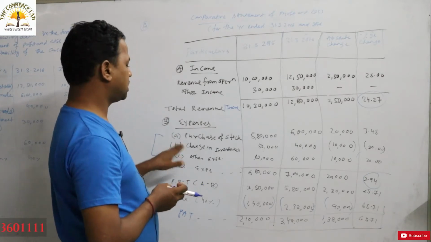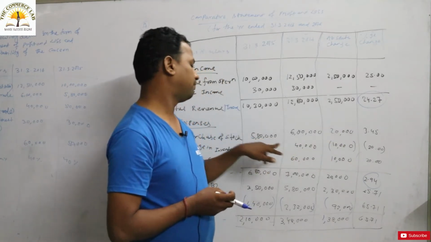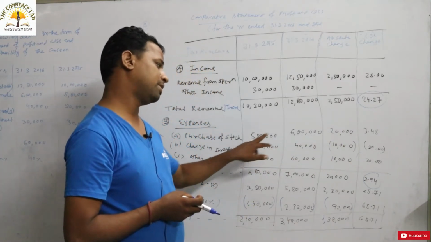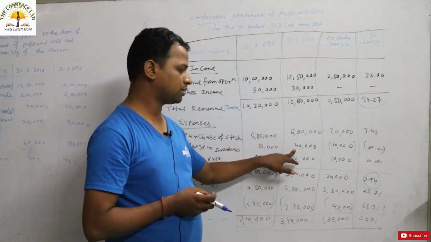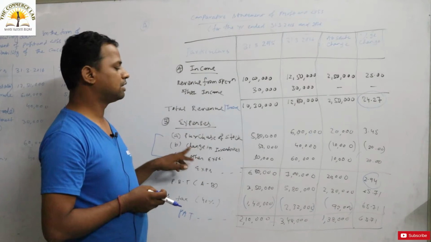Okay, so here look at change in inventory. यहाँ पे inventory क्या हुआ है, घटा है. Okay, पहले 50,000 था previous year में, current year में कितना हुआ, 40,000. There is a reduction. There is a 20% reduction in the inventory.